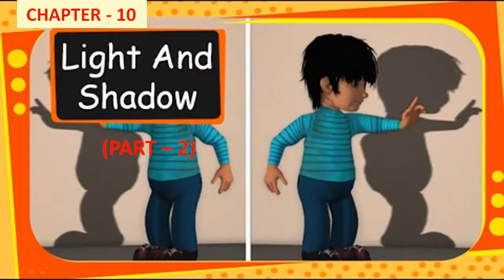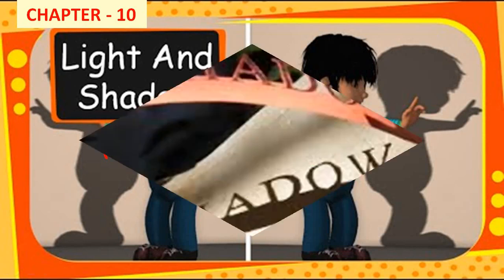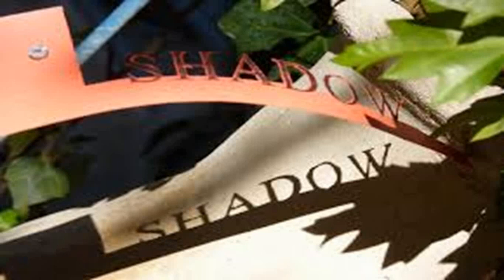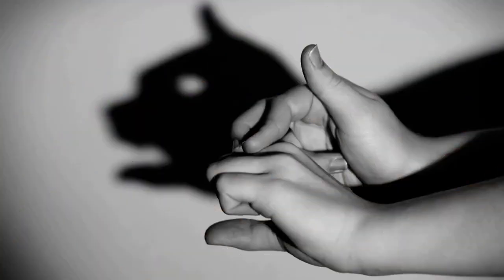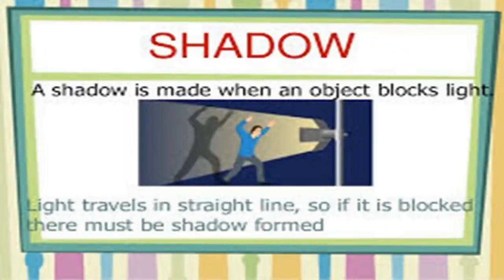Today again I'll continue chapter 10, light and shadow, and in today's class we will discuss all about shadow. You might have tried to make such dark shapes using your fingers, your hand by blocking the light. So children, this is shadow. A shadow is made when an object blocks light.